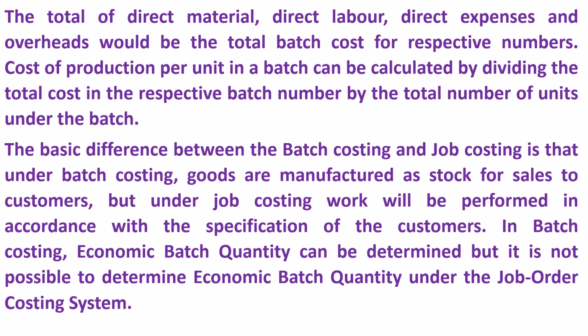Cost of production per unit in a batch can be calculated by dividing the total cost in the respective batch number by the total number of units under the batch. The basic difference between the batch costing and job costing is that under batch costing, goods are manufactured as stock for sales to customers, but under job costing, work will be performed in accordance with the specification of the customers. In batch costing, economic batch quantity can be determined, but it is not possible to determine economic batch quantity under the job order costing system.